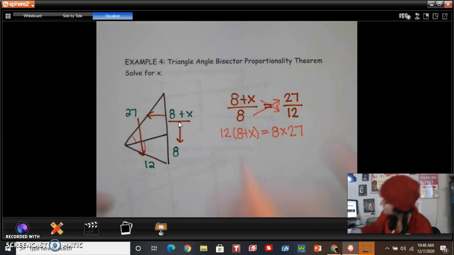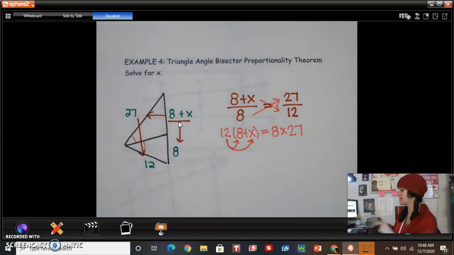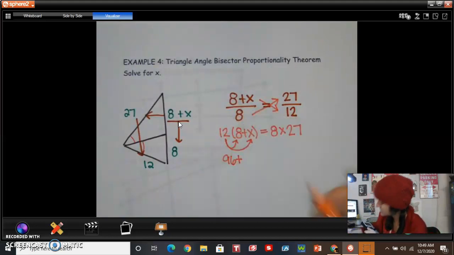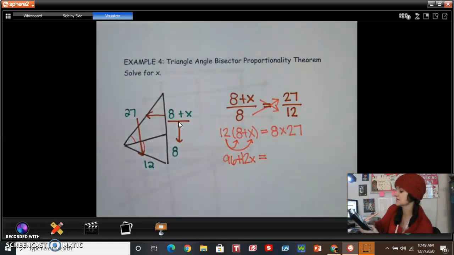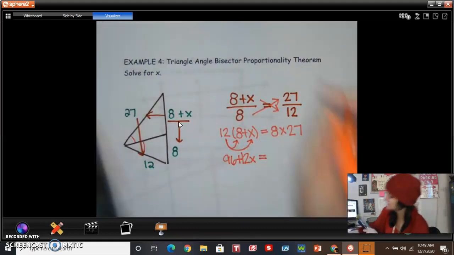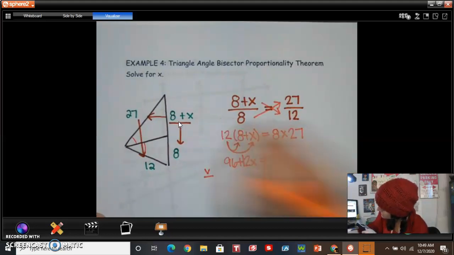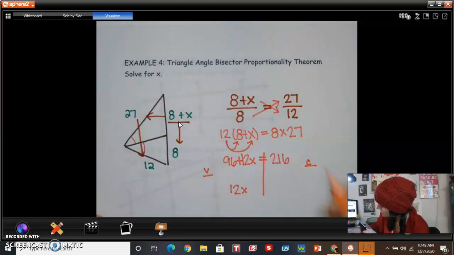Okay, so we use the distributive property from this point here. So we have 12 times 8, which gives us 96, plus 12 times x, which is 12x, equals 8 times 27, which gives us 216. And here's where we do our variables and constants. Our variable, we have 12x. Our constants, we have 216. We want to move this 96 over, so we turn it opposite.